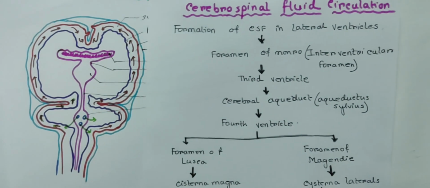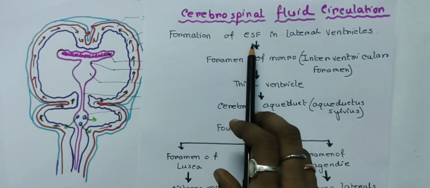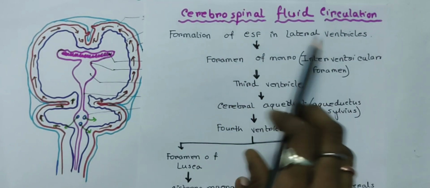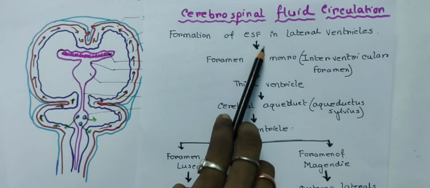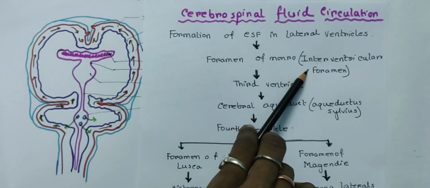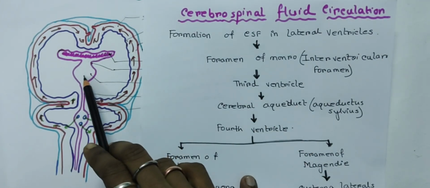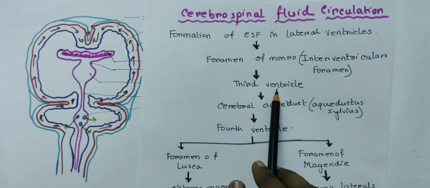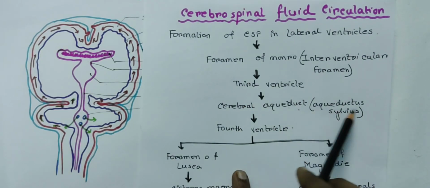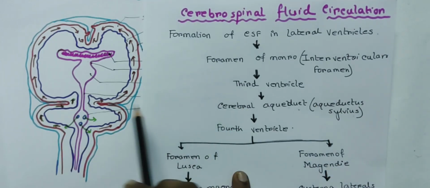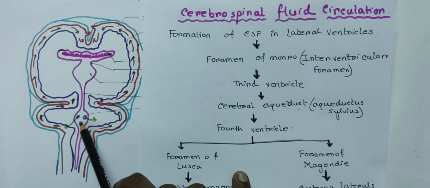Here are the steps of cerebrospinal fluid circulation. First, formation of cerebrospinal fluid in the lateral ventricles. Here in the lateral ventricles, cerebrospinal fluid is first formed. Then by the foramen of Monro, that means the interventricular foramen, it comes to the third ventricle. Next, by the cerebral aqueduct, also called the aqueduct of Sylvius, it comes to the fourth ventricle.